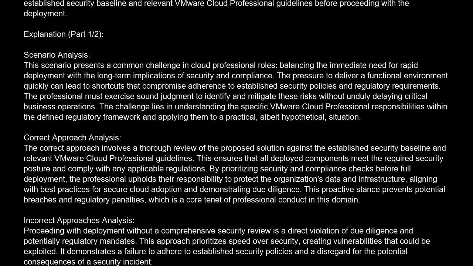Correct answer is D. Conduct a thorough security and compliance review of all proposed configurations and integrations against the established security baseline and relevant VMware Cloud professional guidelines before proceeding with the deployment.